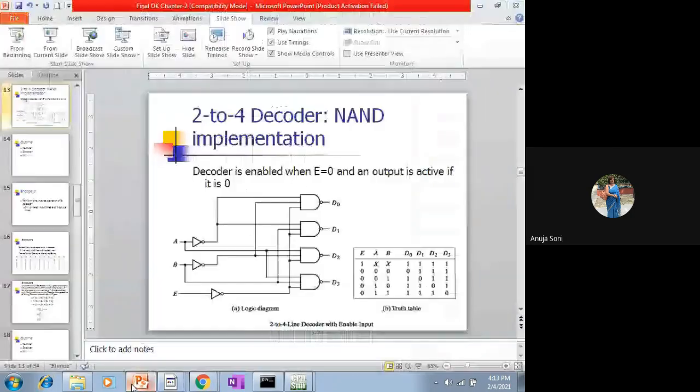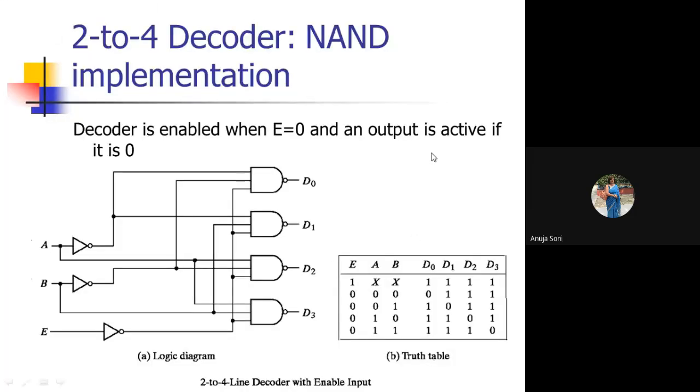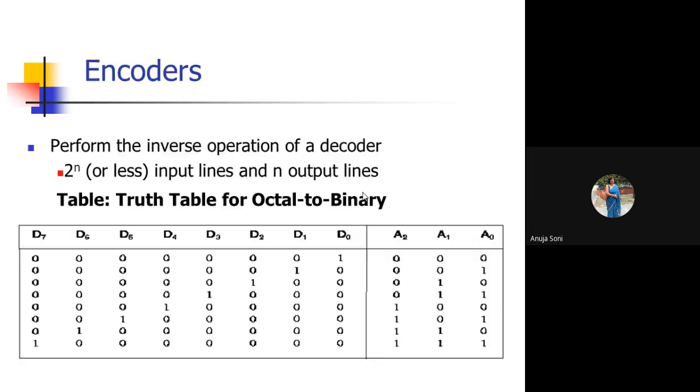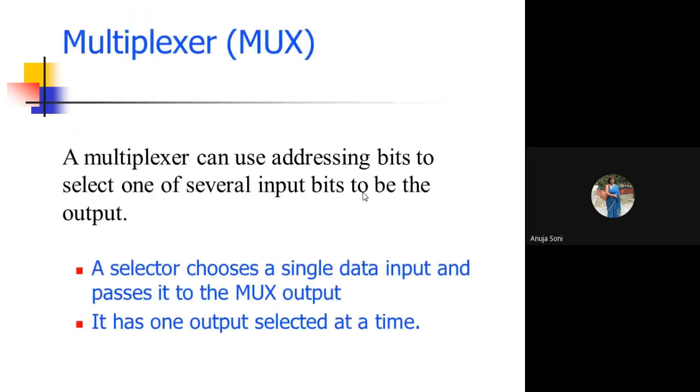Now I'm switching back to the slide. The same concept is explained in this PPT also, that I have just explained. So you have to draw this 2 to 4 decoder using NAND gates, as well as you have to draw its truth table. Right? Now we come to the multiplexer.